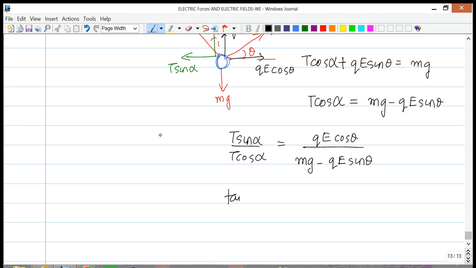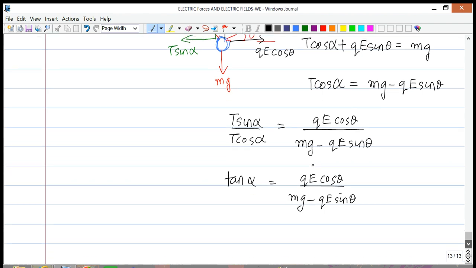Okay, so this gives us tangent of alpha equals QE cosine theta over mg minus QE sine theta, and this gives us alpha as tangent inverse of QE cosine theta over mg minus QE sine theta. Perfect.